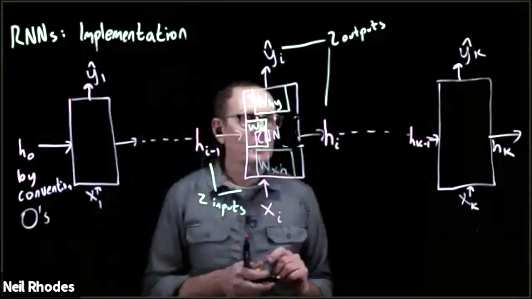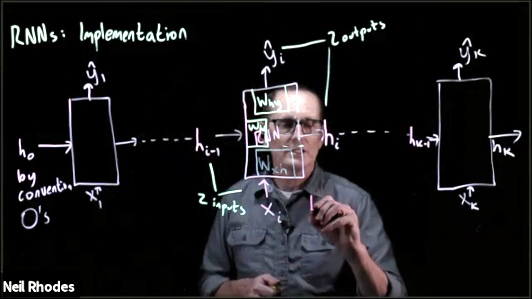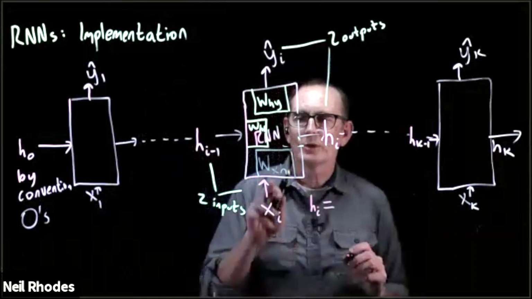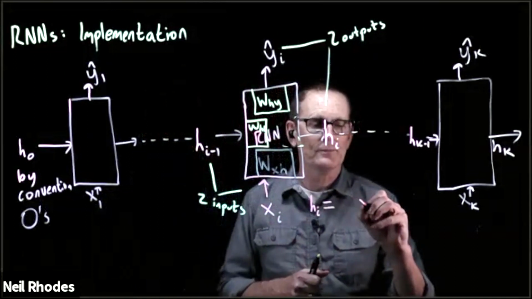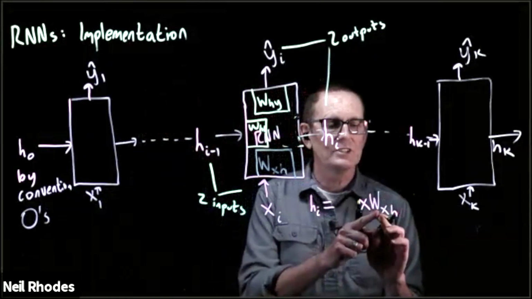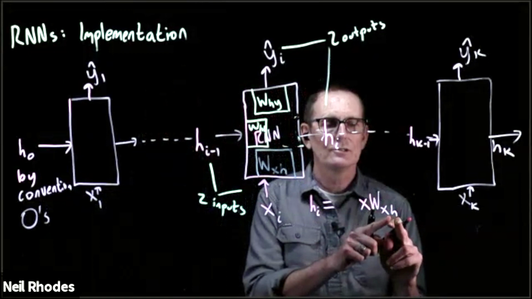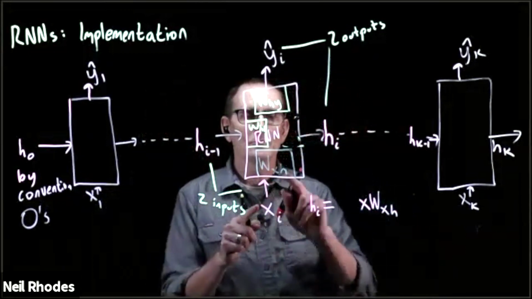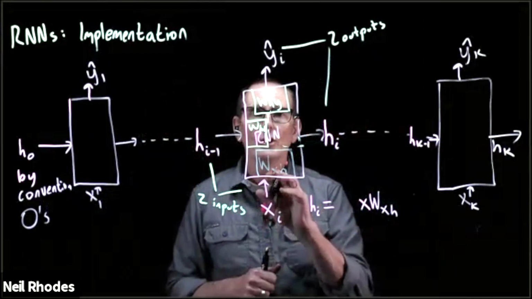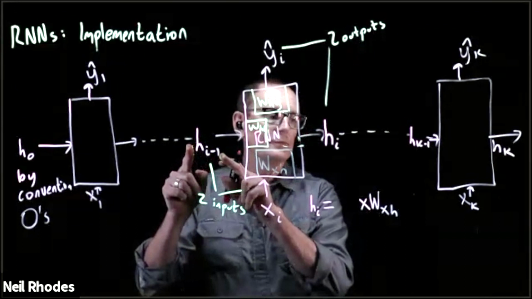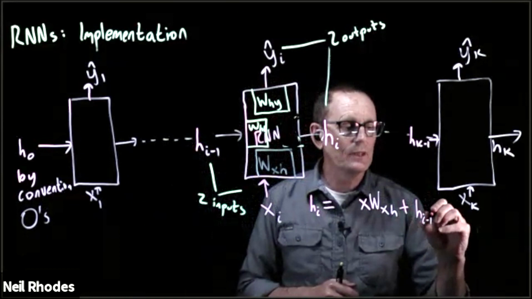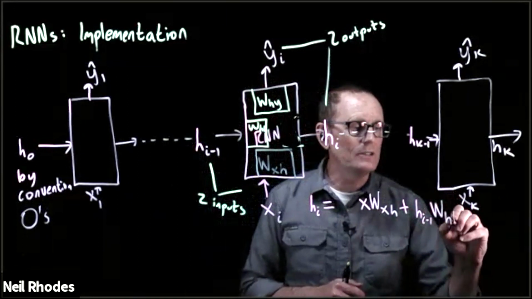And so here's going to be our formula for H sub I. We're going to say H sub I equals, we're going to take X and multiply it by this WXH matrix. We call it WXH because in some sense we're turning an X into an H. So that takes care of this input. H sub I is going to be dependent on X sub I. We also need to incorporate H sub I minus 1. So we're going to add in H sub I minus 1, and multiply that by the WHH matrix.